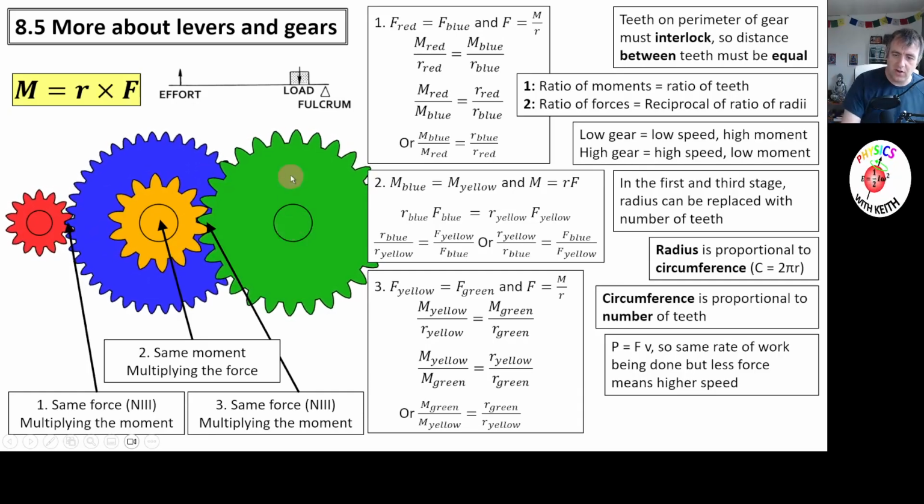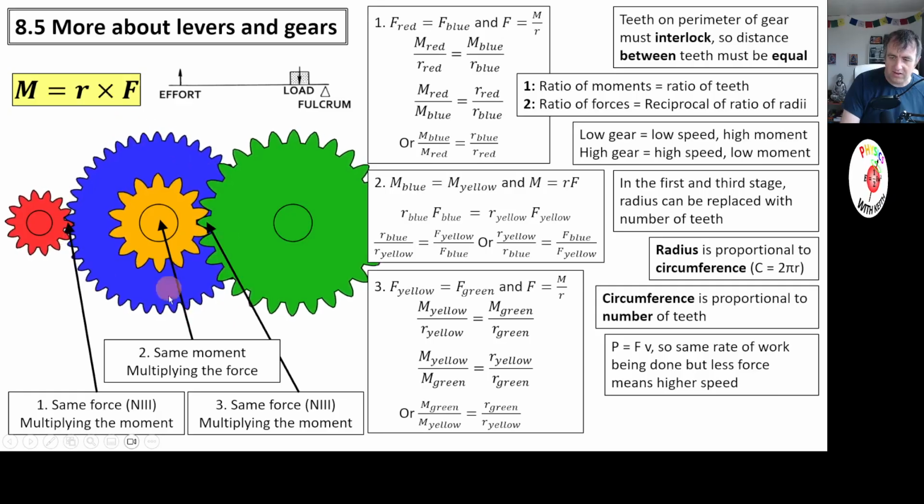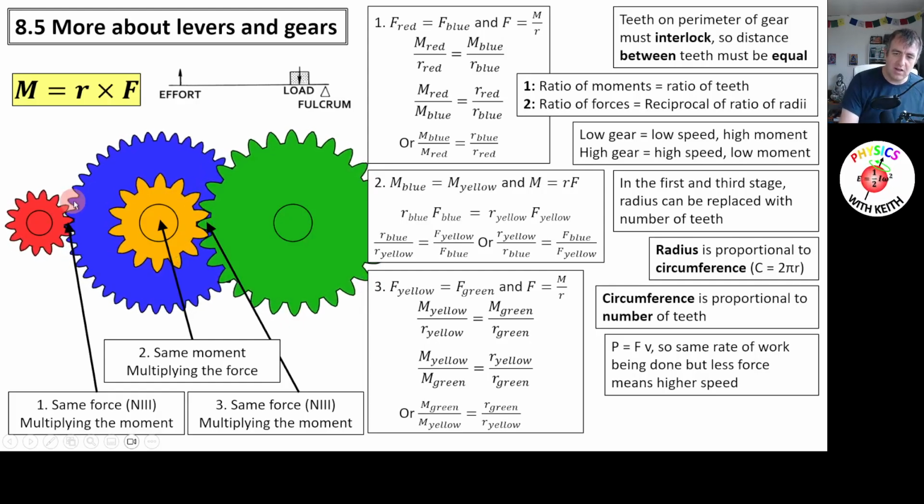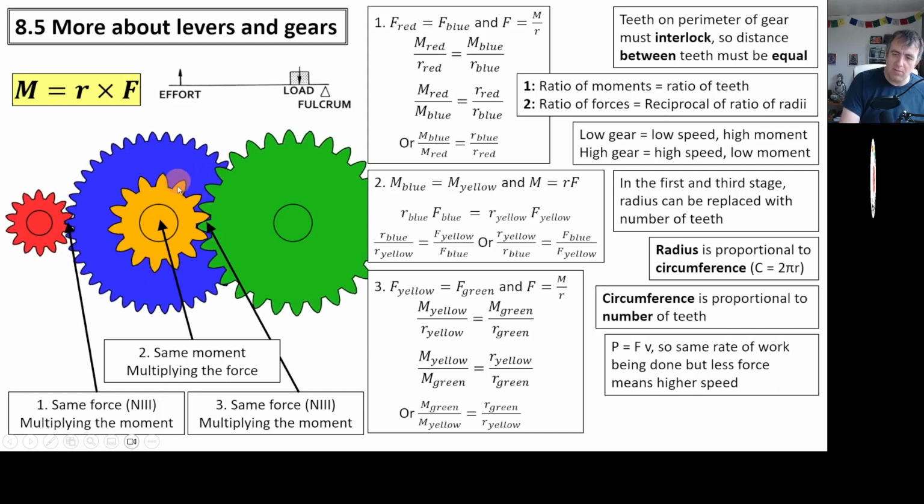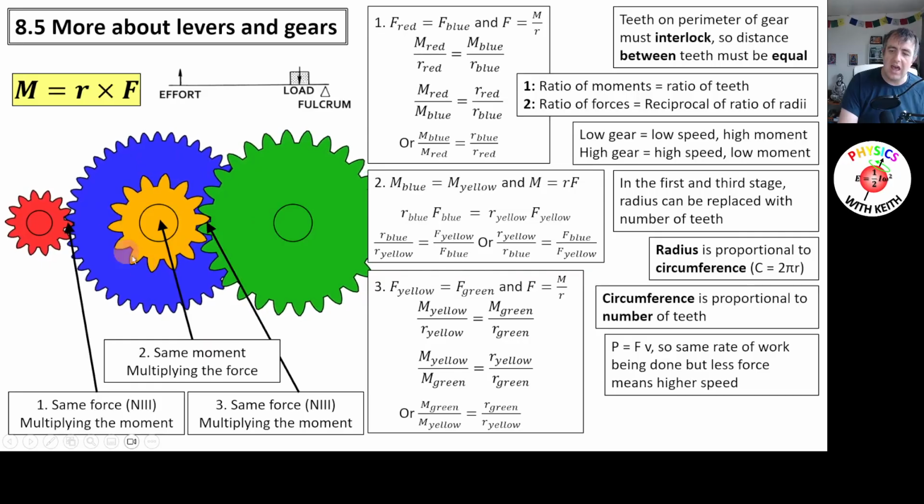Yes, I've got that wrong. So the red gear is pushing the blue gear clockwise. There we go. Look, as the blue gear pushes the red gear down, the red gear pushes the blue gear up. I knew I'd messed that up. So the red gear is pushing the blue gear clockwise, and the green gear is pushing the yellow gear anti-clockwise.